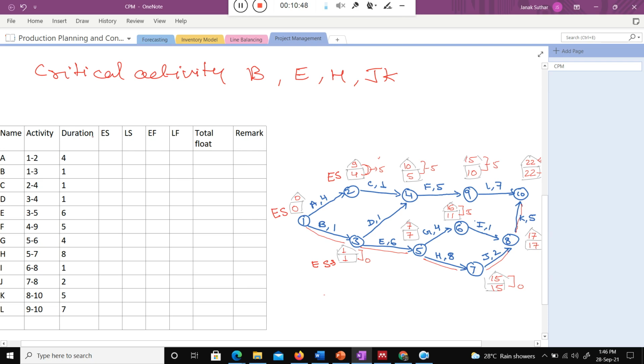Okay, good. So here, what is the early start for activity A? The activity A early start is 0. Okay. What is the early start for activity B? For activity B, again early start is 0. Okay, so I just write here 0. When I talk about the activity C, that is the 2 to 4, what is the early start in that case, class? 4. Very good, very good.